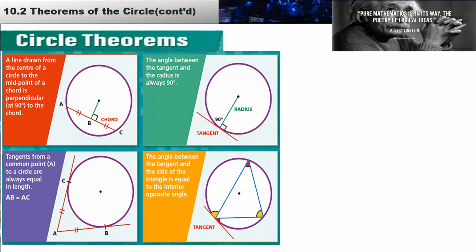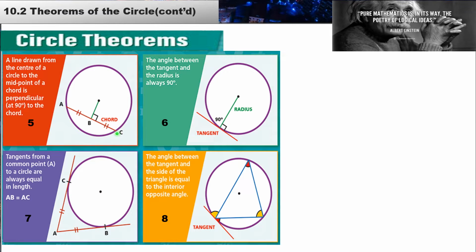So here are the theorems 5 to 8. Let's just number them 5, 6, 7, 8 like that. We start with: a line drawn from the center of a circle to the midpoint of a chord is perpendicular, that is at 90 degrees, to the chord, right? So here is a line from the center drawn to a chord, okay?